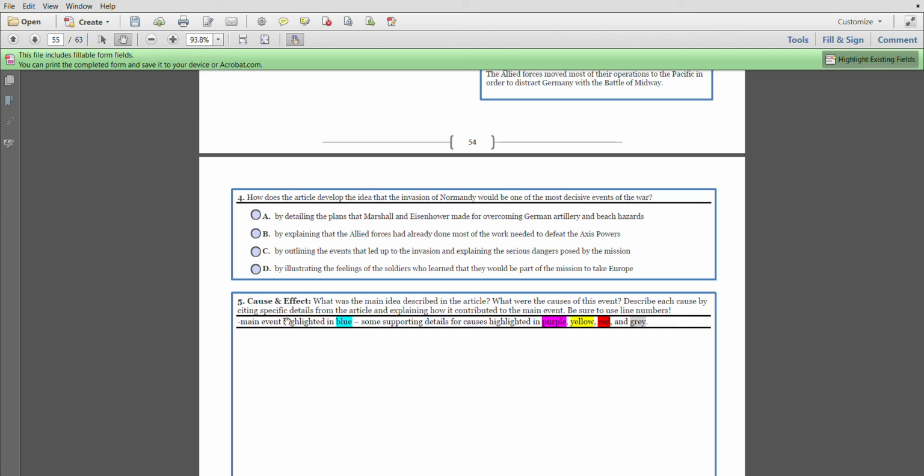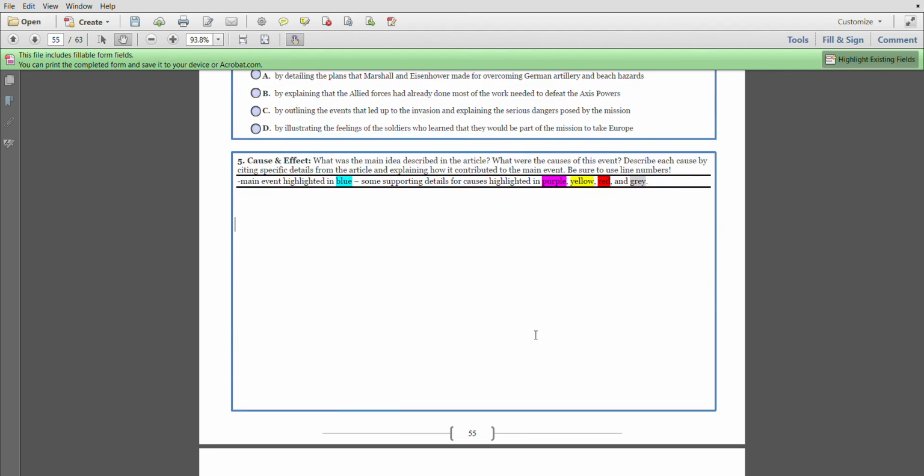The main event is highlighted in blue, so I'm not going to go up and read it to you. Some supporting causes are highlighted in purple, yellow, red, and gray. I need you to write out your answer here citing line numbers. If you do not cite line numbers, you are going to get partial credit, and it's not going to be good because this is one of the larger point answers.